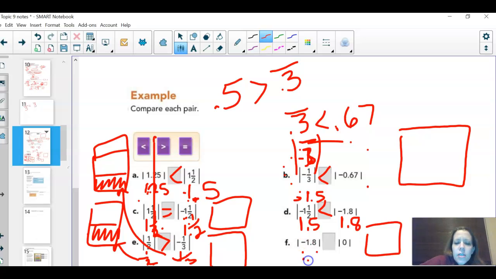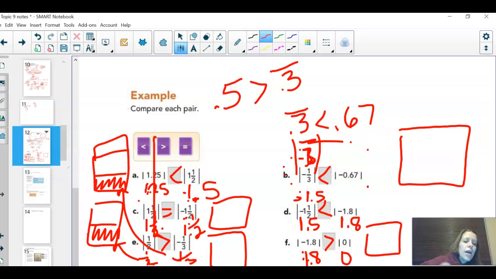If you said that this is 1.8 and this is 0, 1.8 is greater. Absolute value will always be bigger than 0 unless 0 is in the box. Valor absoluto va a estar más mayor que 0 porque este es positivo. Unless, pero si yo tengo 0 en el valor absoluto, entonces este es 1.